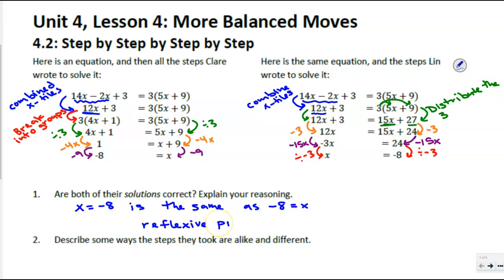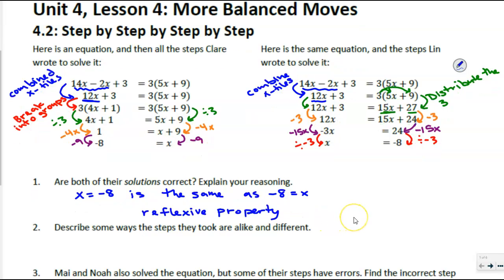We've talked about this in class before, as I've just shown the front side of the scale and then turned around, and we're just looking at the back side of the scale. So yes, their solutions are correct. They took different steps, but they got to the same place. So describe some ways the steps they took are alike or different. They both simplified the left-hand side first.